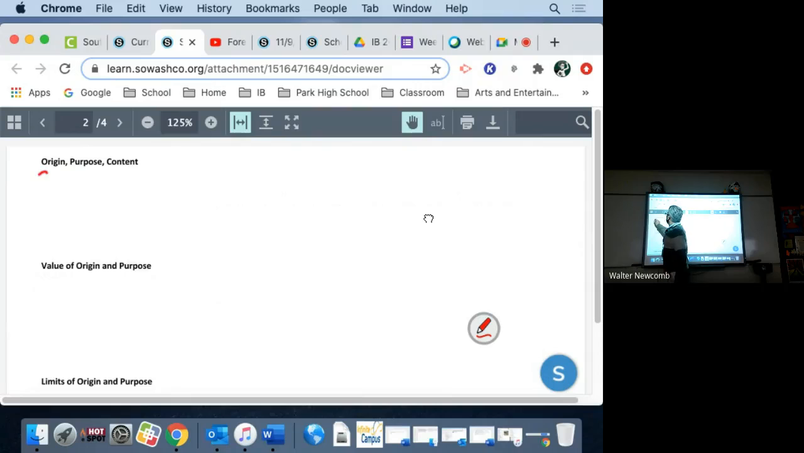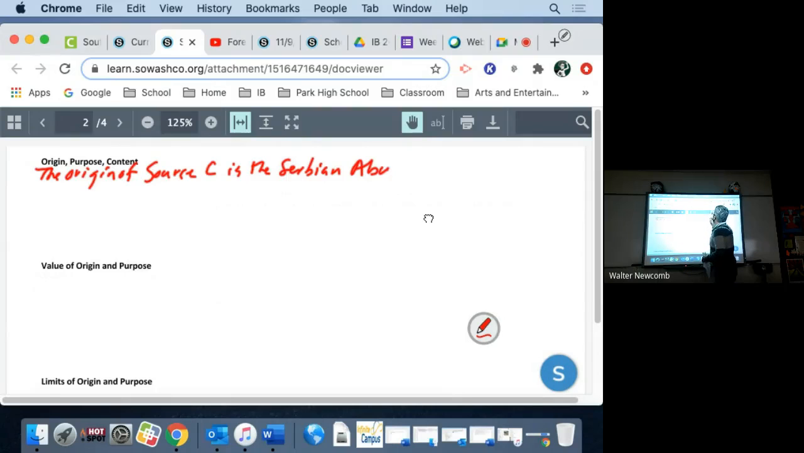All right. So if I go with my O, the origin of source C is the Serbian ambassador to the United Nations. So the origin of source C is the Serbian ambassador to the United Nations.